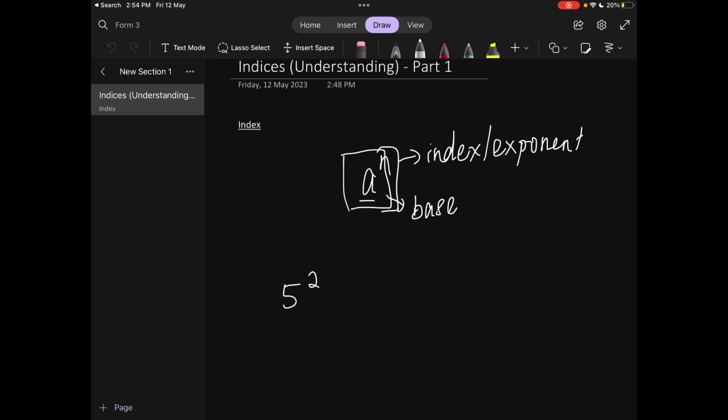So what does 5 to the power of 2 mean? It just means 5 times 5. This 2 represents the number of times 5 is multiplied by itself. So there are 2 fives here. 5 times 5 is 25, which is also 5 squared, which is also 25. So essentially, a represents what number is being multiplied, and n represents how many times it is being multiplied.